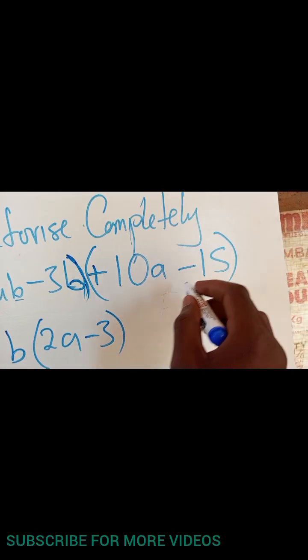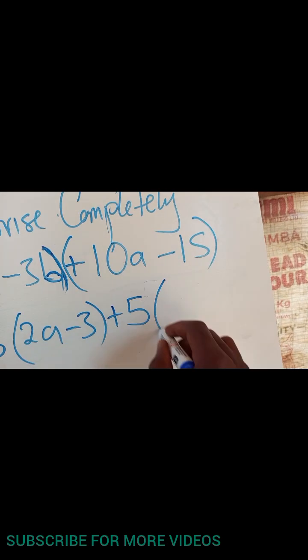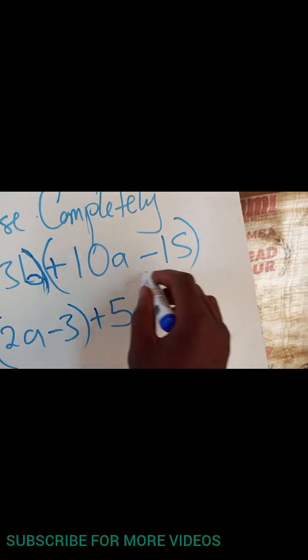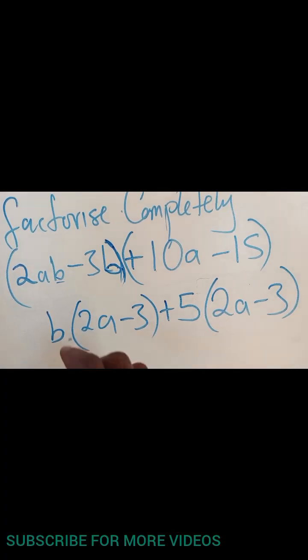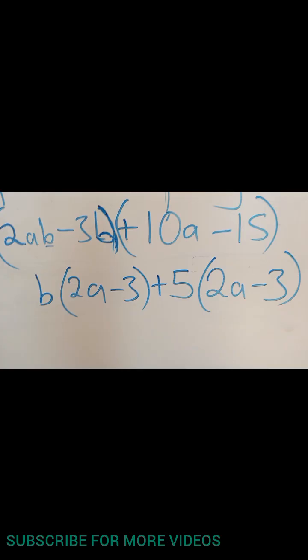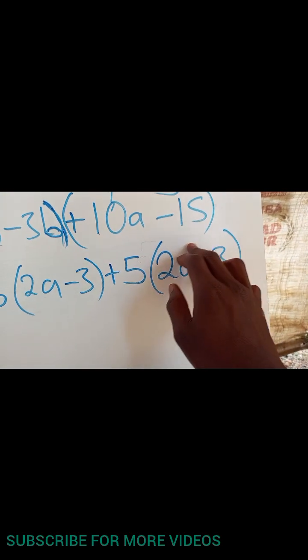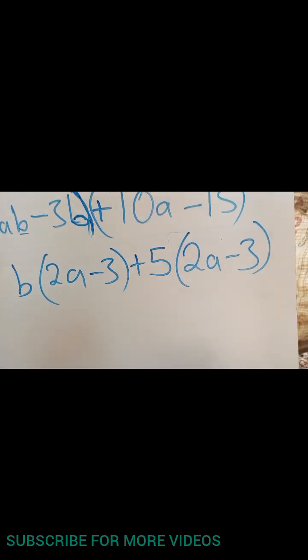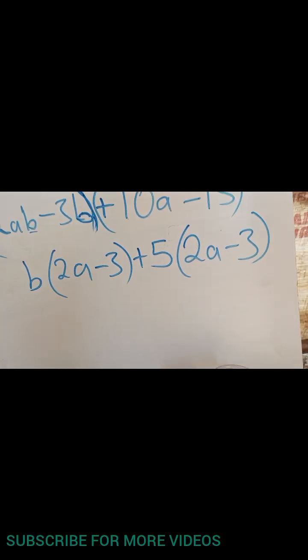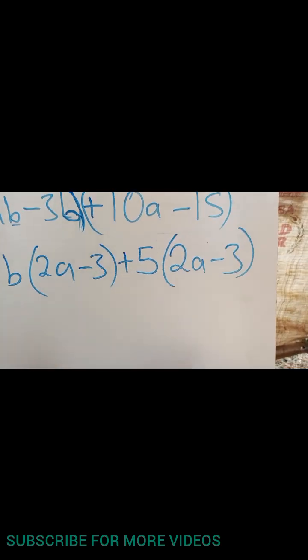Then in the second group, we are going to have our highest common factor as positive 5. Then we are going to remain with 2a minus 3. To make sure that you don't get this question wrong, you have to make sure that inside the brackets, what you have is the same. For example, here we have 2a minus 3, and in this bracket we also have 2a minus 3.